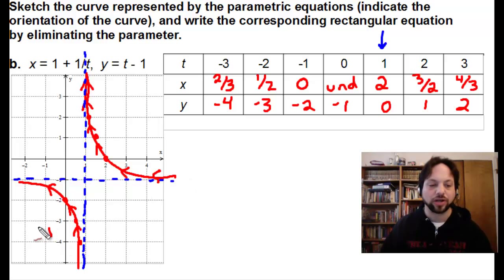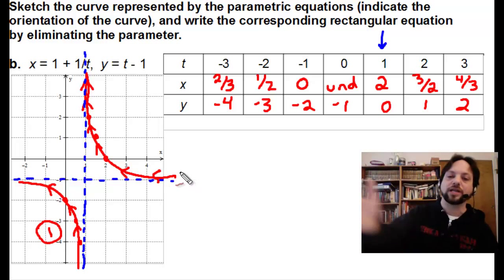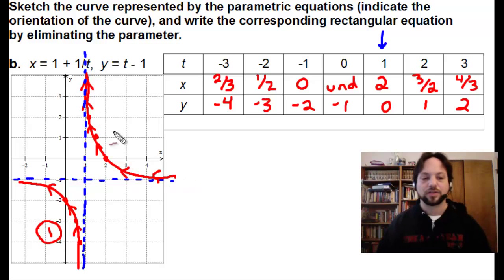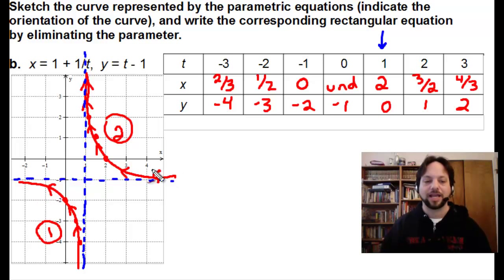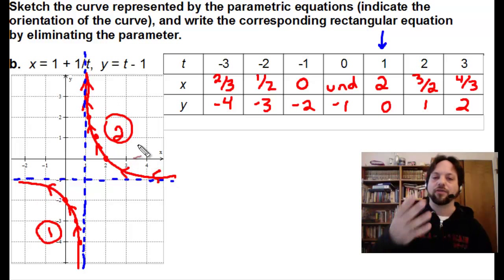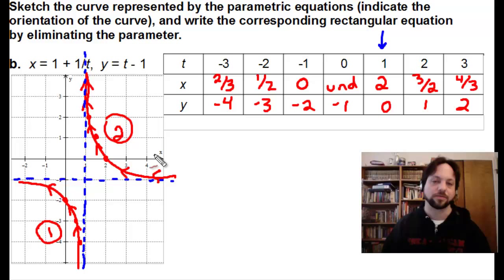I'm actually starting with this branch, and it's going to the left forever and ever. Then it's actually going to pick up over here all the way to the right and move this way. So this is my first time part, and this will be my second time part of what appears to be a hyperbola of some sorts.